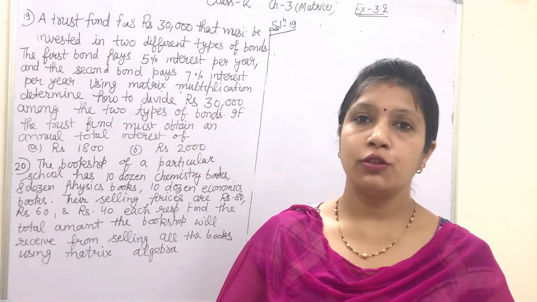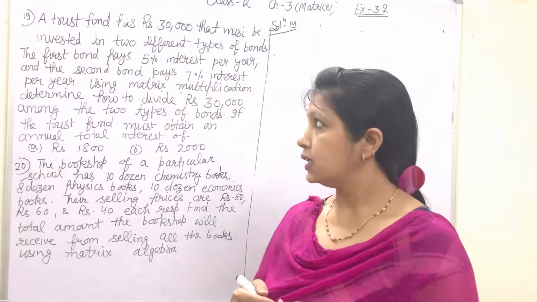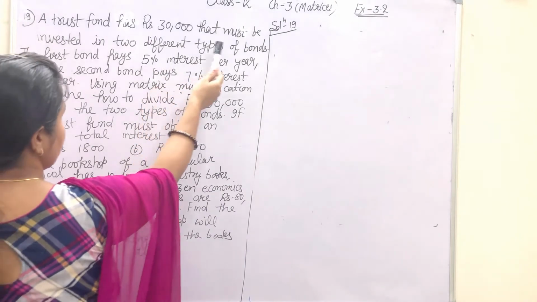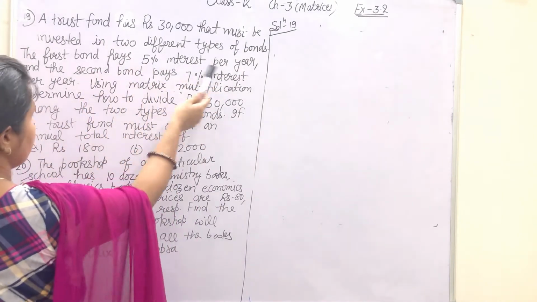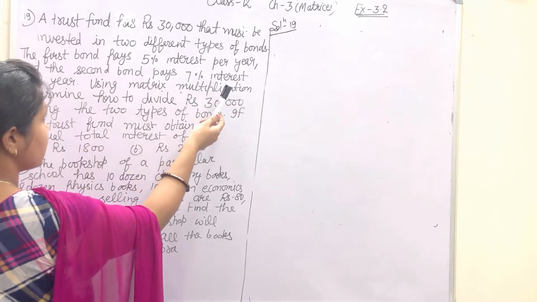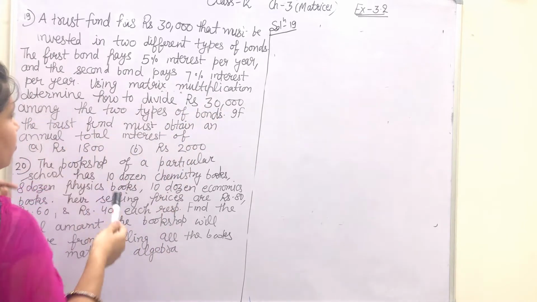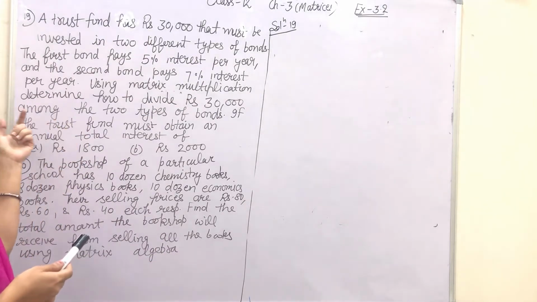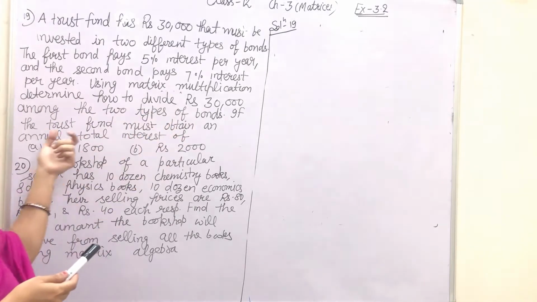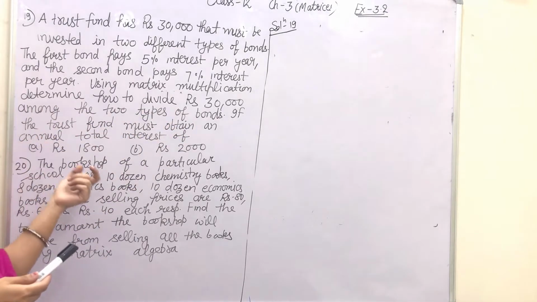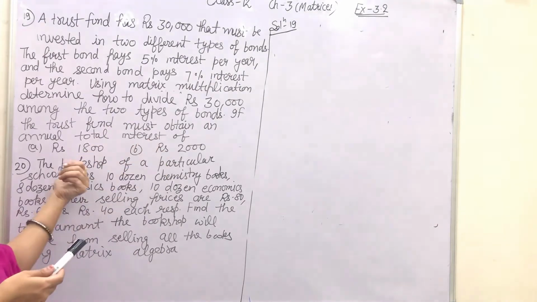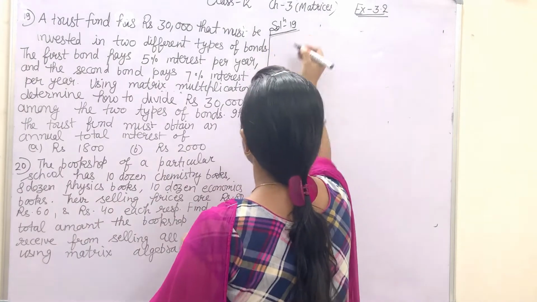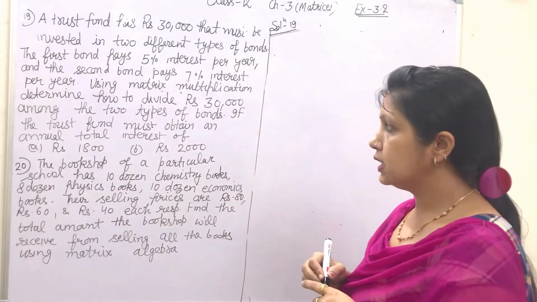Today we will do Exercise 3.2, question number 19. Here it is given that a trust fund has ₹30,000 that must be invested in two different types of bond. The first bond pays 5% interest per year and the second pays 7% interest per year. Now, using matrix multiplication, you have to show how to divide 30,000 in two bonds if the trust fund must obtain an annual total interest of rupees 1,800 and 2,000. So, let's start the solution of question number 19.